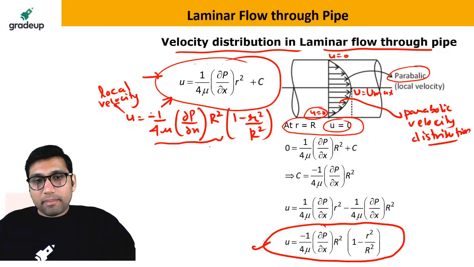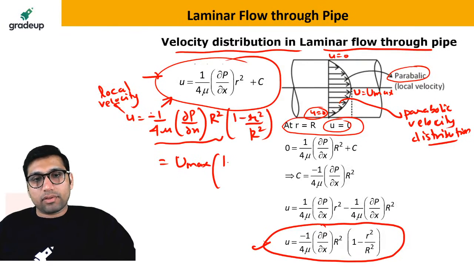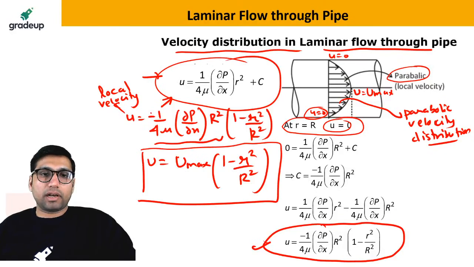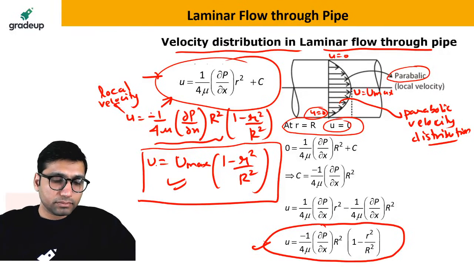In that, this term is called the maximum velocity. You can say that local velocity is equal to maximum velocity into 1 minus r square by R square. This is a very important relation. You have to remember it.